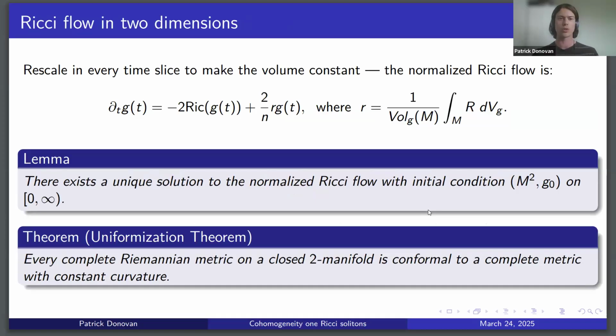So what can we do? Well, let's just rescale to make the volume constant. Now I'm doing the normalized Ricci flow. So I add this additional term to ensure that the volume stays the same. Great. Now I have no problems, and I get a unique solution to the normalized Ricci flow, starting at some initial condition on a compact 2-manifold, and I can just evolve that for any time. Okay, perfect. Now I have my Ricci flow.